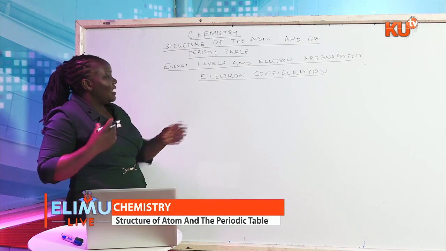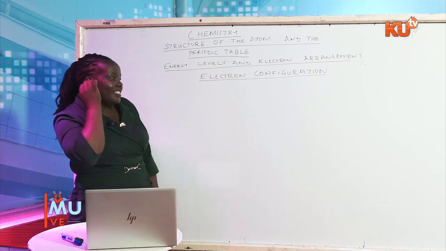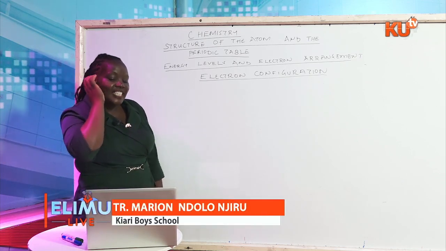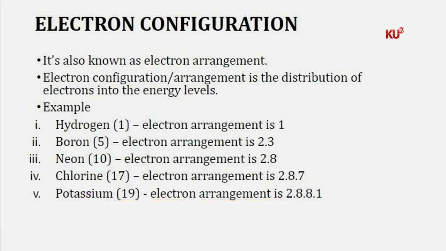When we are talking about electron configuration or electron arrangement, it is the distribution of electrons into the energy levels. How are the electrons being distributed down the energy levels? Now that we have seen that we have different energy levels, we have also indicated the maximum number of electrons each one of them can carry.